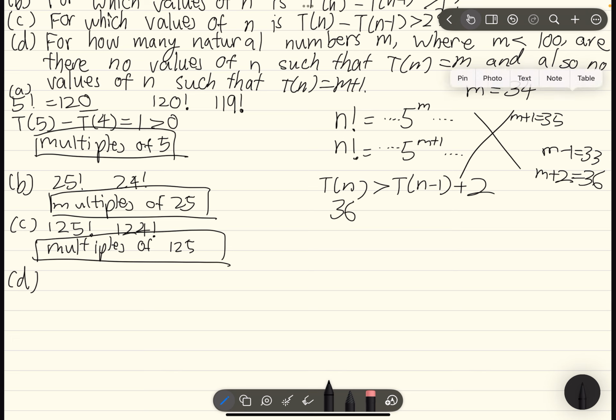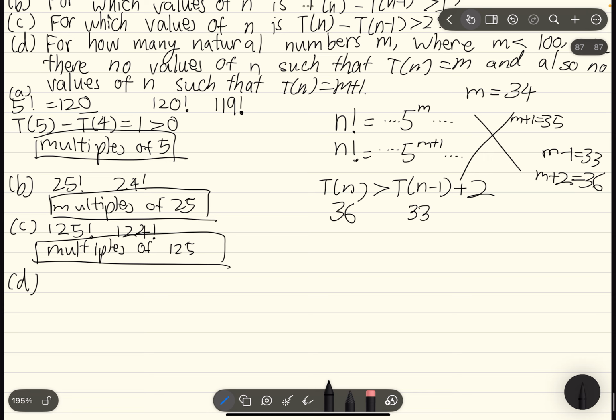Because if Tn minus 1 plus 2 wasn't less than 36, then this number could be 34 or 35, which wouldn't work, right? It would have to be 33 or smaller for Tn to never equal m or m plus 1. So hopefully that makes sense here. Okay, so going back to D then, with a more generalized conclusion, which is that Tn is greater than Tn minus 1 plus 2. Well, we know that this simplifies to Tn minus 1 is greater than 2.